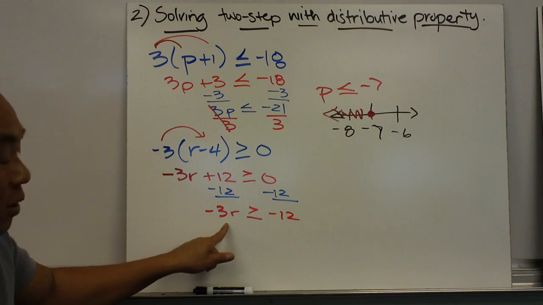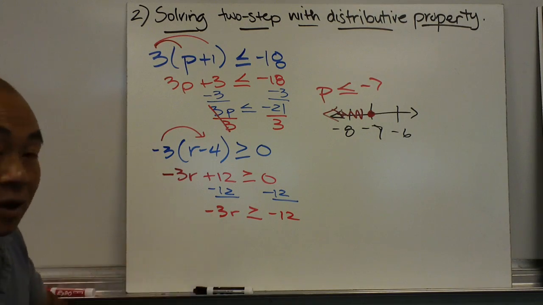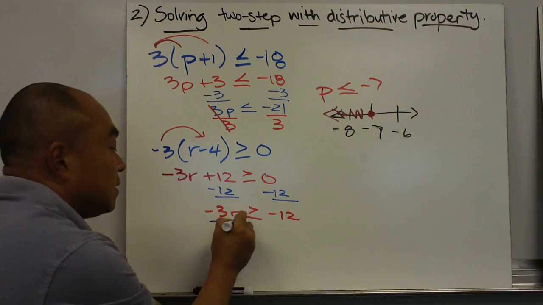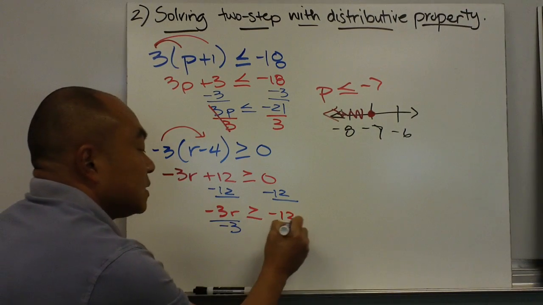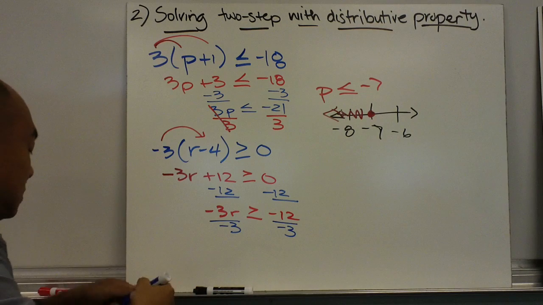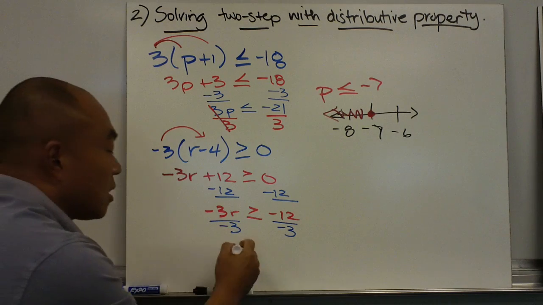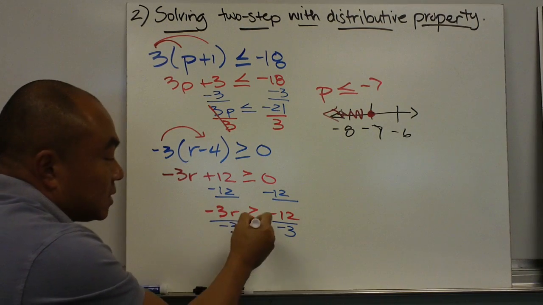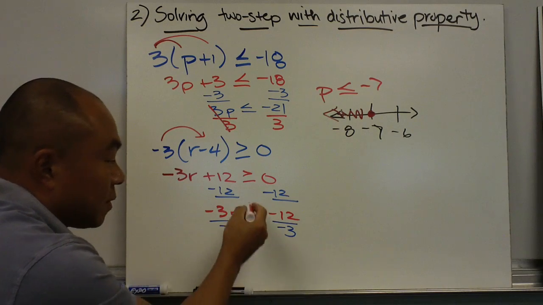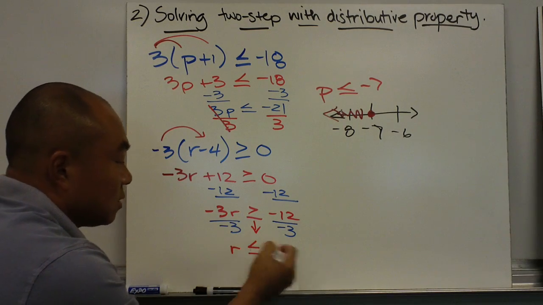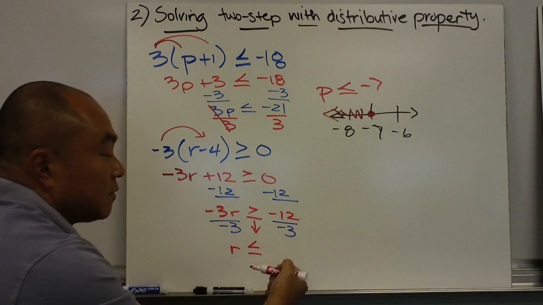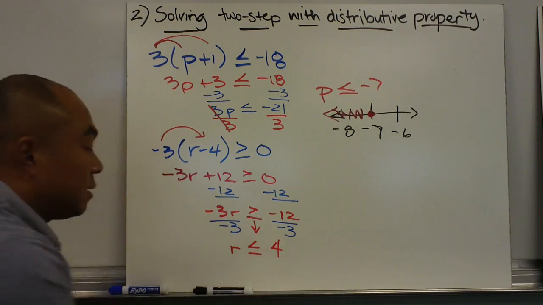Okay, now we're going to go ahead and, because it's a multiplication, the inverse of multiplying is to divide by negative 3. Divide this by negative 3. You are now left with r. Remember, this changes, and that's going to be from greater than is now less than or equal to. And then a negative divided by negative is a positive 4.